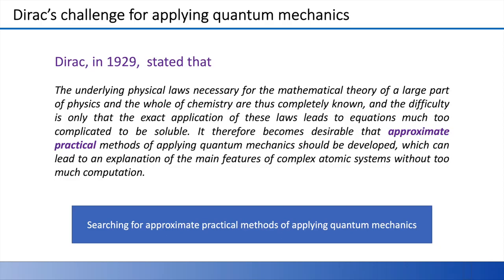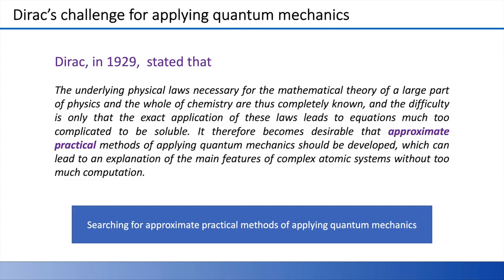The underlying physical laws necessary for the mathematical theory of a large part of physics and the whole of chemistry are thus completely known, and the difficulty is only that the exact application of these laws leads to equations much too complicated to be solvable. It therefore becomes desirable that approximate practical methods of applying quantum mechanics should be developed, which can lead to an explanation of the main features of complex atomic systems without too much computation.